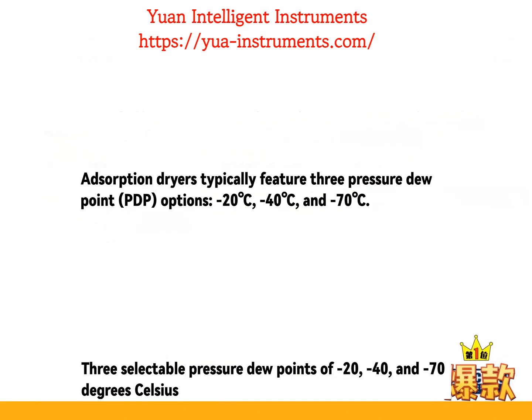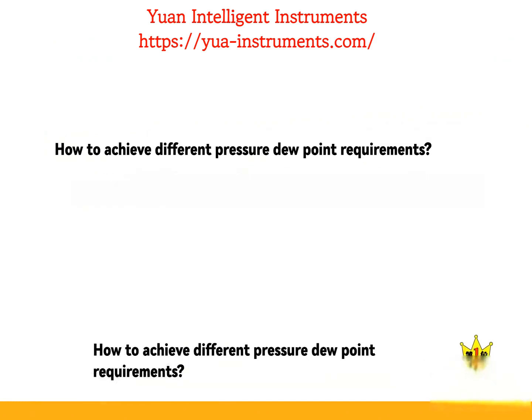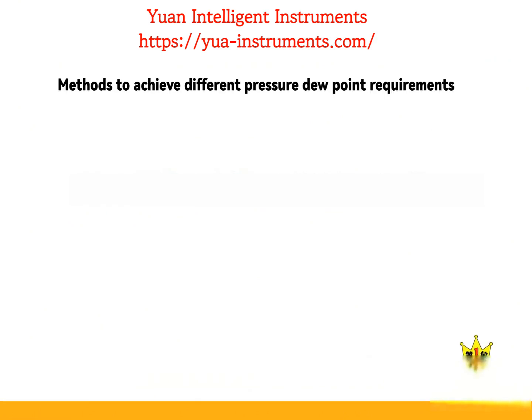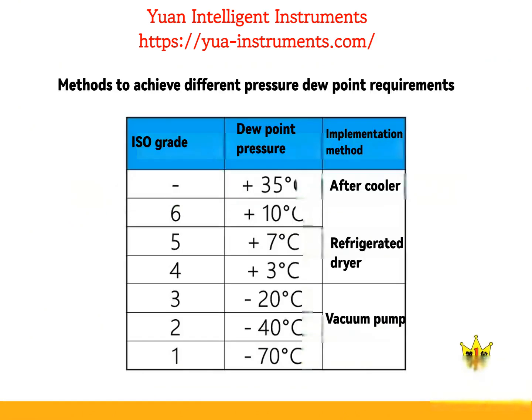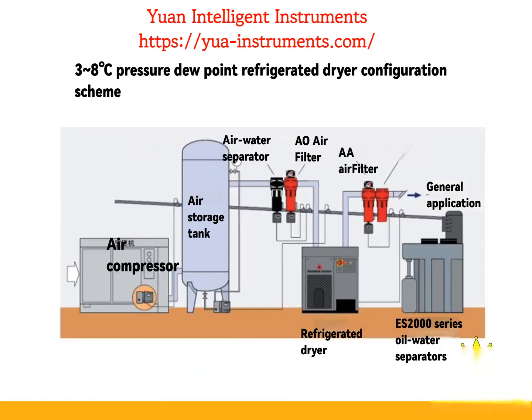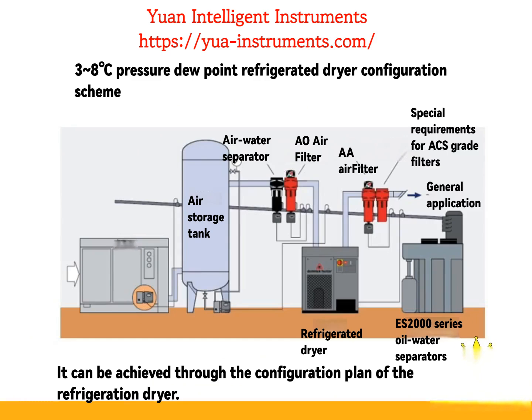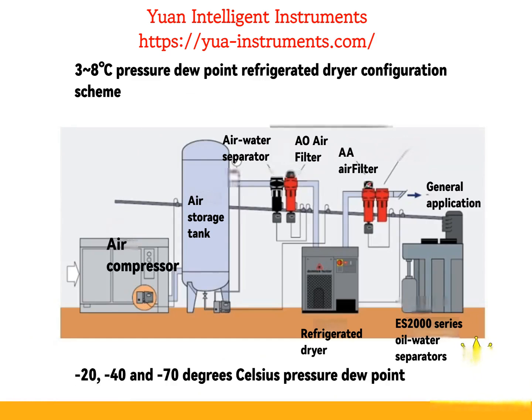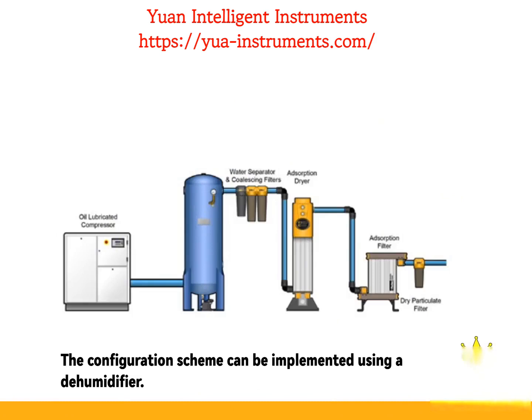How to achieve different pressure dew point requirements? Methods to achieve different pressure dew point requirements: a pressure dew point of 3 to 8 degrees Celsius can be achieved through the configuration plan of the refrigeration dryer. -20, -40, and -70 degrees Celsius pressure dew point configuration schemes can be implemented using a dehumidifier.